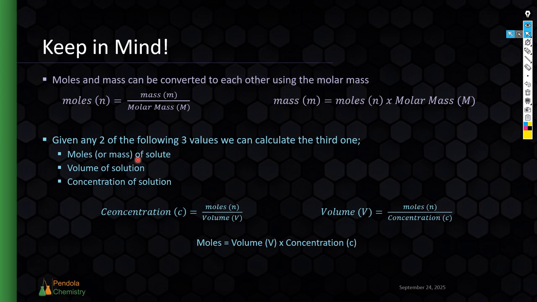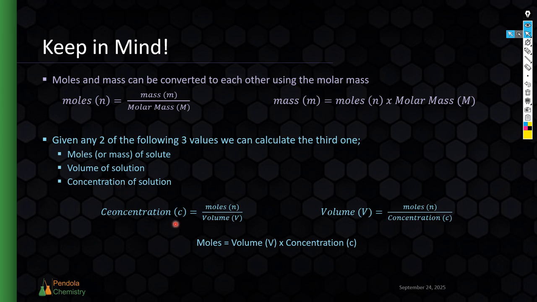Moles or mass of a solute, and we put those together because, again, we can convert between moles and mass using the molar mass. Volume of solution, again, either in cubic centimeters or in cubic decimeters, because we can convert between the two. And concentration of the solution. So given volume and concentration, I can figure out the number of moles and therefore the mass, which is what we just did earlier. Given the moles and the volume, I can figure out concentration. Given the mass and the volume, because again, I can convert mass to moles, I can figure out concentration.